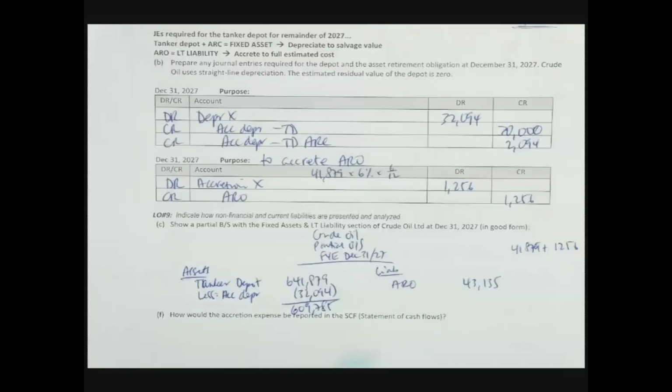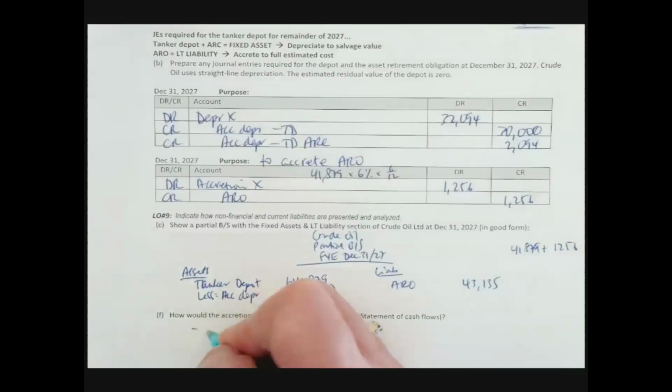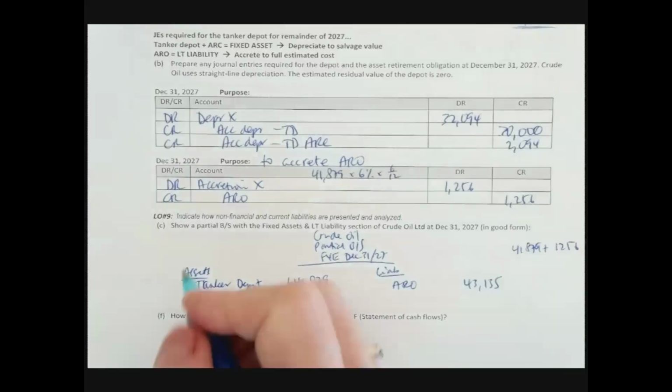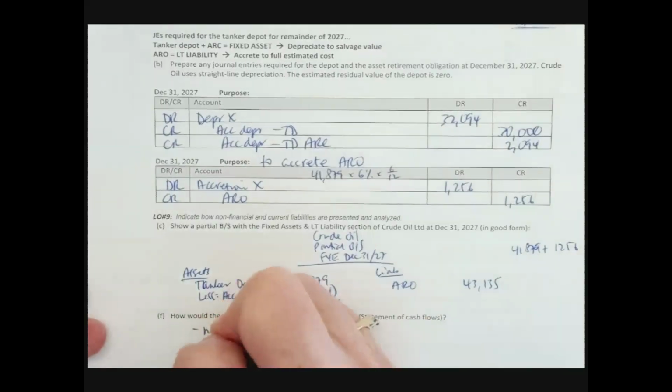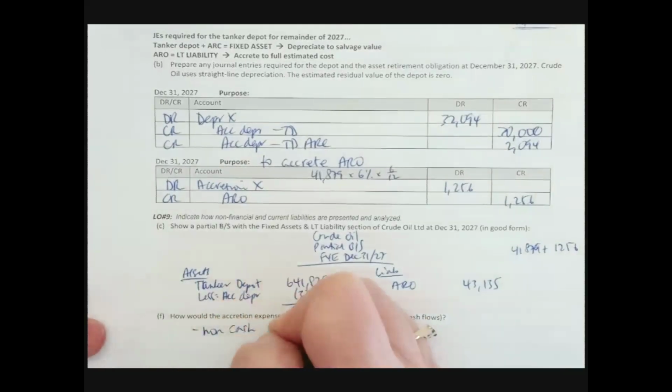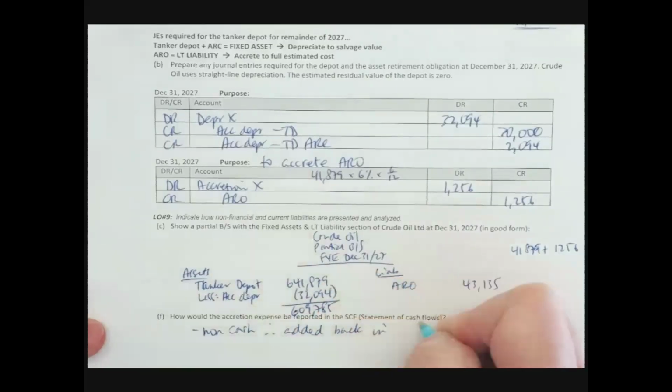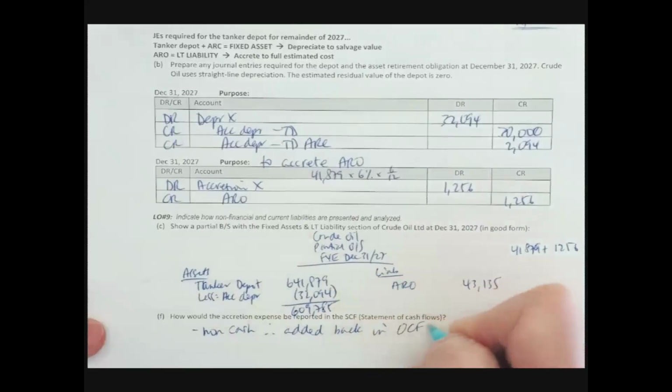How would accretion expense be reported in the statement of cash flows? It's non-cash, right? We're not paying out anything with this accretion expense. We're just building up to the 75 that we expect to pay out at the end of 10 years. So non-cash, added back in the operating cash flows section.